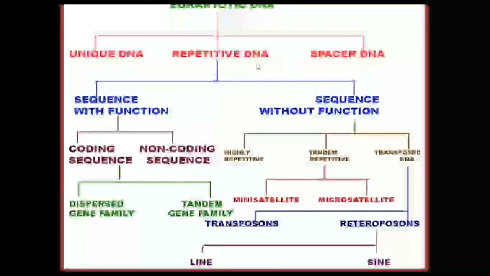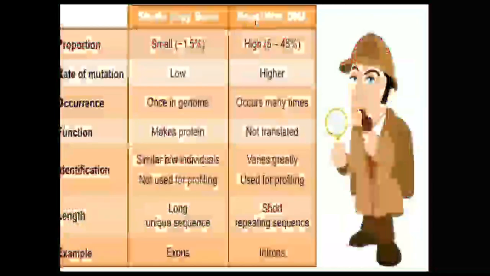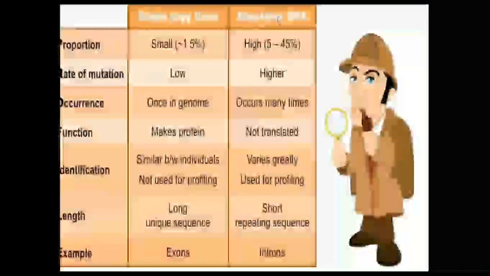Here we have two types of genes: single copy genes and repetitive DNA. Most of the time we have repetitive DNA, which makes up 5 to 45% of the genome, and a very small amount of single copy genes is present. Here there is no repetition of base pairs, which is around 1.5%. These single copy genes are responsible for the functions of different proteins and enzymes, and repetitive DNA is not useful for that.